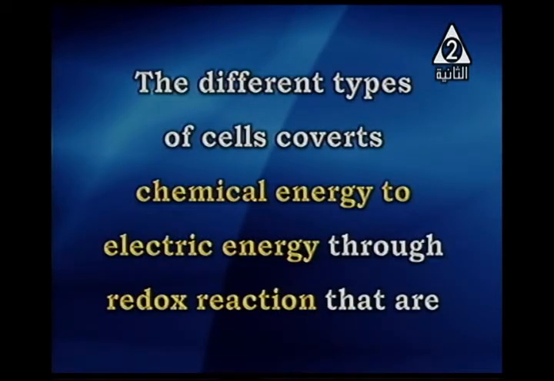So the different types of cells convert chemical energy to electric energy. This is the device that we have in this chapter to study. We have many types of redox reaction batteries or simple cells, and different types of cells that convert chemical energy to electric energy. Why? Because the electric energy is produced from the redox reaction. What's the redox reaction? Oxidation and reduction.